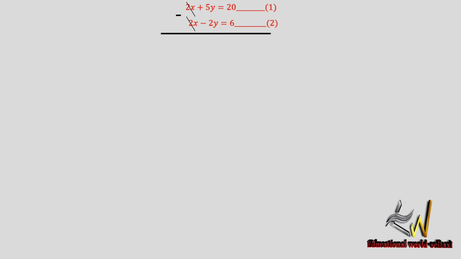If we do that, you see the 2x will cancel each other out. Now, minus minus 2y becomes plus 2y. So we now have 5y plus 2y, which will become 7y. And 20 minus 6 will become 14. So we have that 7y is equal to 14. The next thing to do is to divide both sides by 7. We have that 7y over 7 is equal to 14 over 7. So 7 cancels 7, and we now have that y is equal to 2.